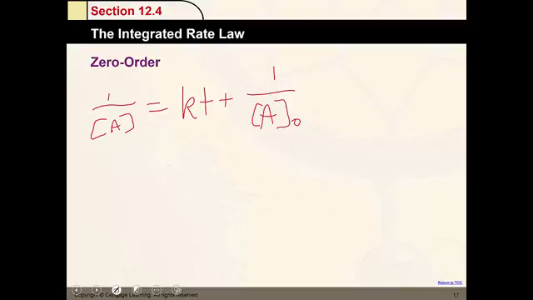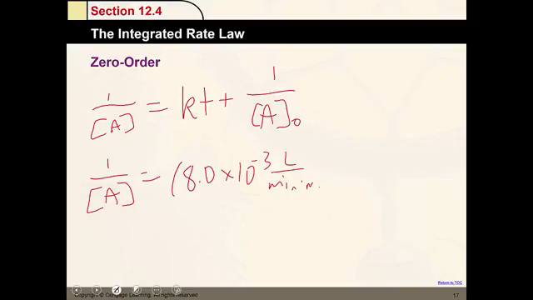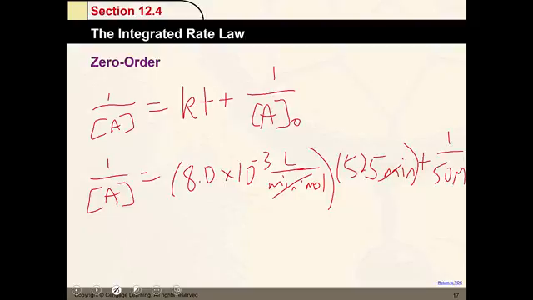Okay, so we're trying to calculate for concentration of A. Now we know k, we just calculated 8.0 times 10 to the negative third, or 0.008. The time given to us in the problem is 525 minutes. And then it's adding the inverse of the initial concentration, which is 1 over 5 molar.